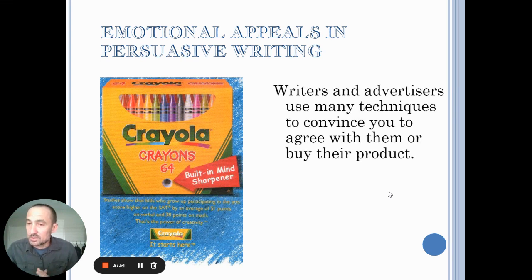So emotional appeals, that's our first one. How tragic would it be if Romeo and Juliet died? How unfortunate, how sad, how catastrophic, right? Writers and advertisers use many techniques to convince you to buy their products. So if you look at this little example here, it says studies show that kids who grow up participating in the arts score higher on an SAT by an average of 51 points on verbal and 38 points on math. So that's the power of creativity. Meaning if you purchase these crayons, you're giving your child the opportunity to be creative, and then therefore they will score higher on tests.